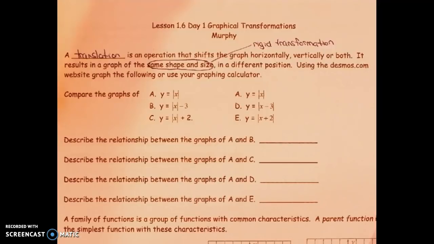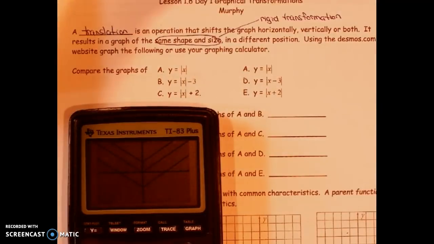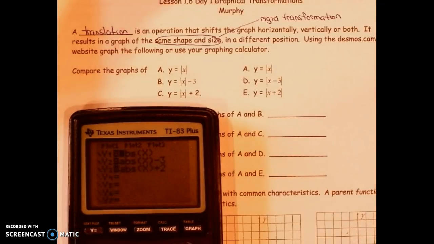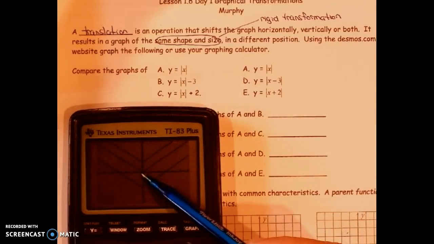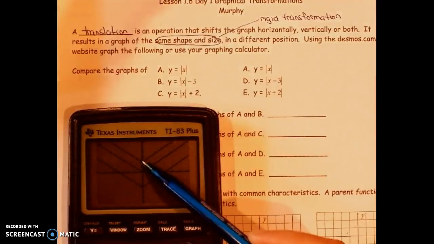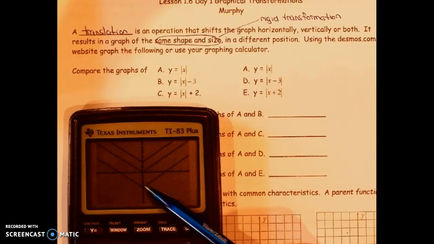So you may either use your graphing calculator. So I went ahead into my y equals. I've entered the first 3 equations in the left column, absolute value of x, absolute value of x minus 3, absolute value of x plus 2. I'm going to go ahead and graph all of them at the same time. I know my parent function is centered around the origin. There's that plus 2. Notice it shifts up 2, and then in the other one is the down 3.